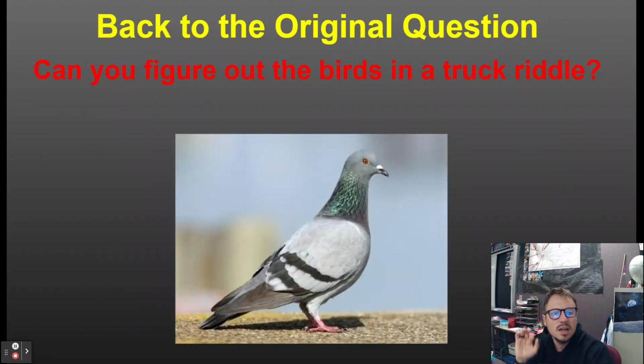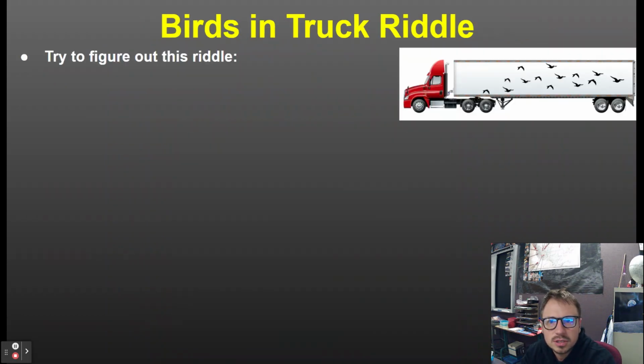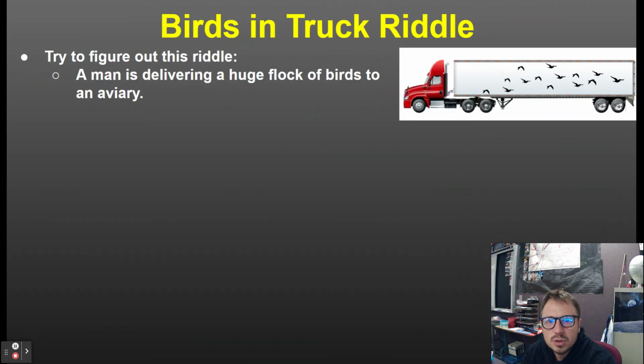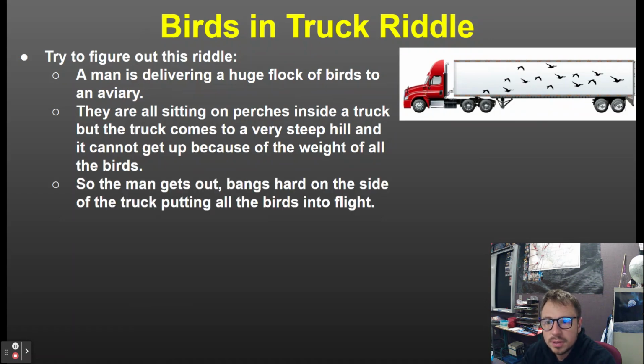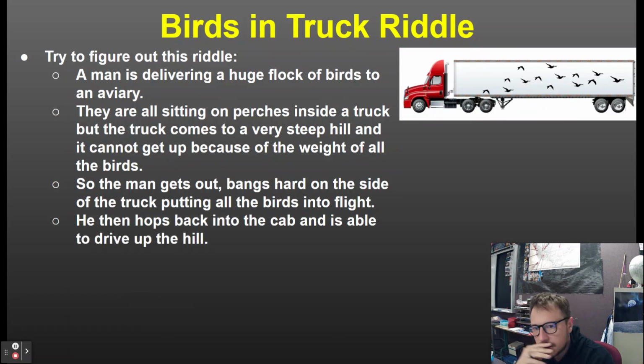So here's another Newton's third law riddle, right? Can you figure out the birds on a truck? A man is delivering a huge flock of birds to an aviary. They are all sitting on perches inside a truck, but the truck comes to a very steep hill and cannot get up because of the weight of all the birds. So the man gets out, bangs hard on the side of the truck, putting all the birds into flight. He then hops back into the cab and is able to drive up the hill.